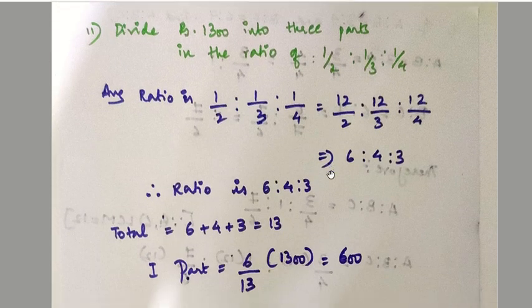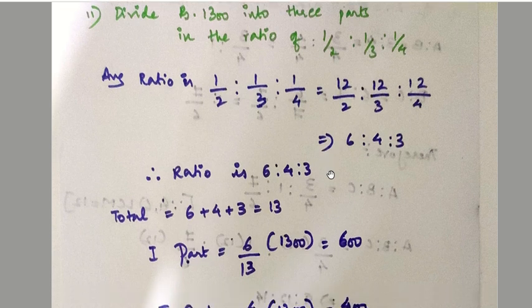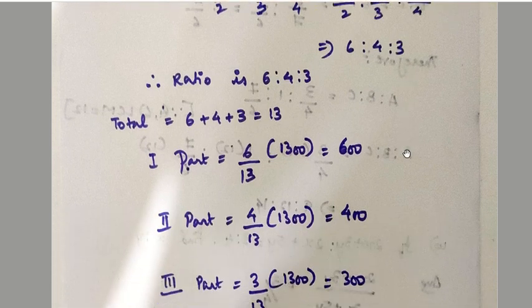So divide 1300 into 3 parts in the ratio of 1 by 2, 1 by 3 and 1 by 4. So they have given the ratio and we are supposed to divide this amount in that ratio. So 1 by 2 is to 1 by 3 is to 1 by 4. When you take the LCM of 2, 3 and 4, you get 12. So 12 divided by 2, 12 divided by 3 and 12 divided by 4. So 6 is to 4 is to 3 is your answer. So the ratio is 6 is to 4 is to 3.